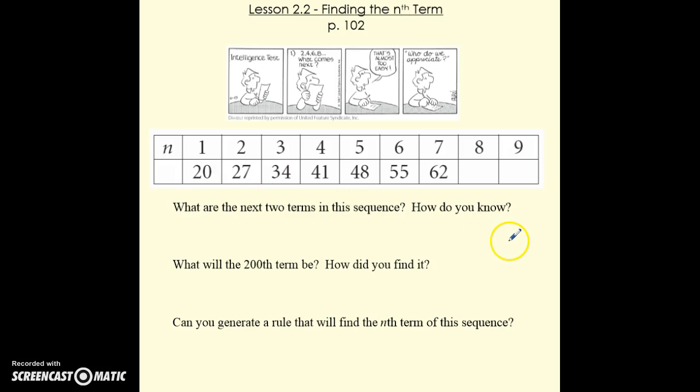All right, finding the nth term. The nth term is going to be our equation, so that we can find it for any term number. N stands for whatever term number we are looking for. So for example, this would be the 8th term here.